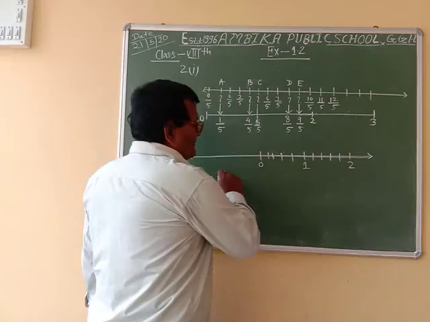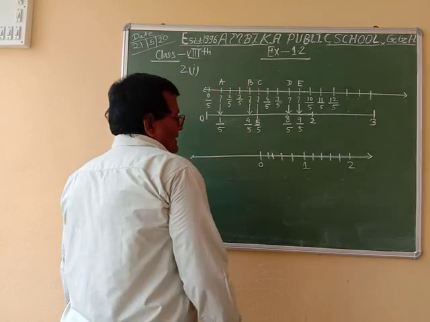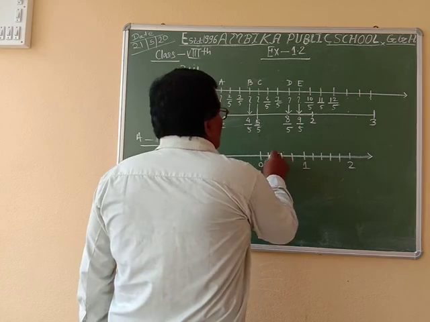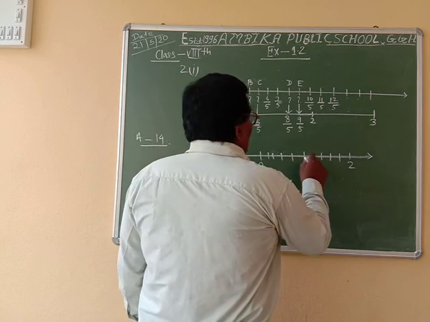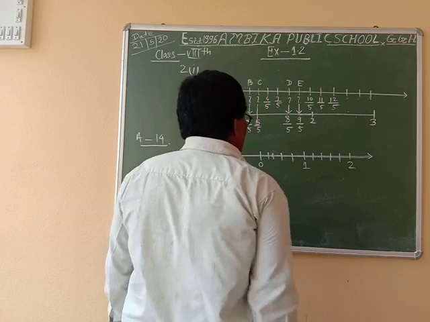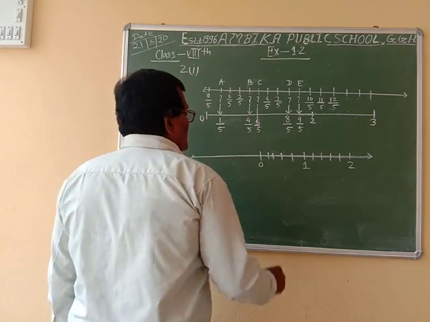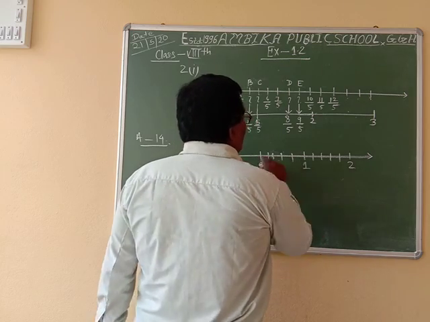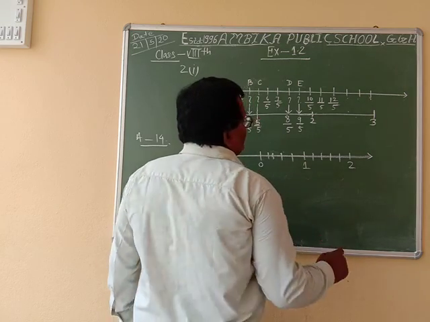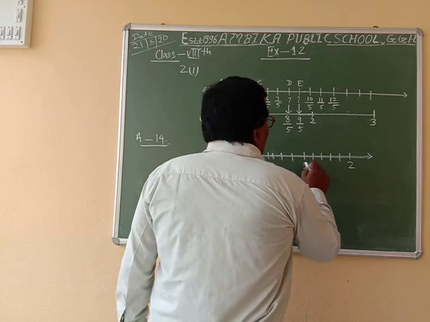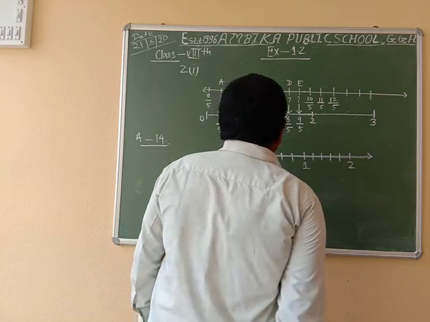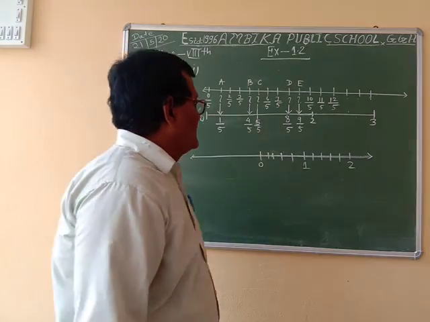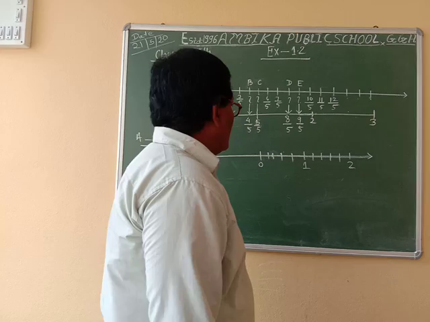Here we take a number line and we put points 1, 2, 3 and so on. Also we divide 0 and 1 into 5 parts and we divide 1 and 2 into 5 parts. We have to find 5 rational numbers smaller than 2.